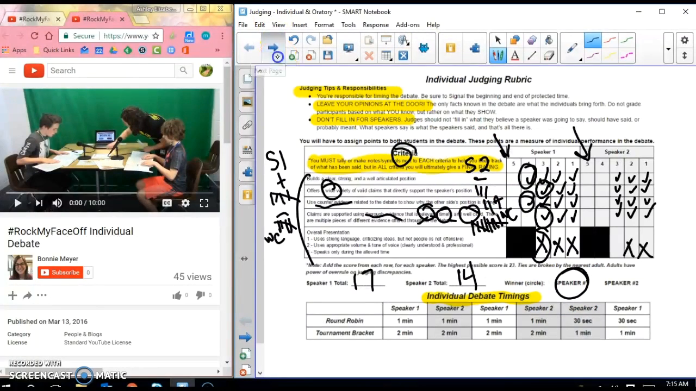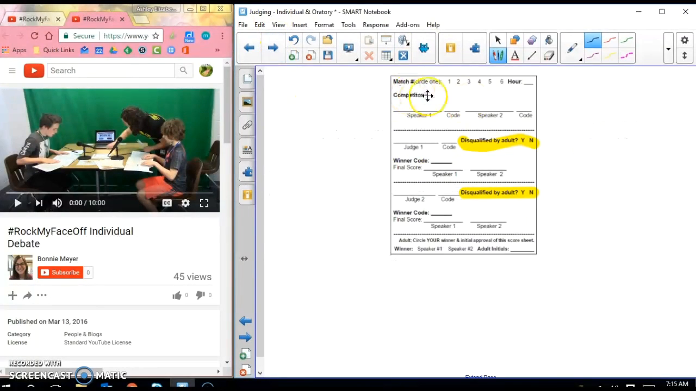Then the adult in the room is going to come around and they will hand you the sheet and you will circle, okay, this was match number 1 in hour 1. You'll list the speakers and their codes. If I am judge number 1, then I would put my name, my code, and I'm going to put my winner's code right here, whoever I decided. So for right now, I'm just going to put S1 for speaker 1. And then I would put my final score, which was 17 to 14. At the end, the adult will ultimately circle their winner.